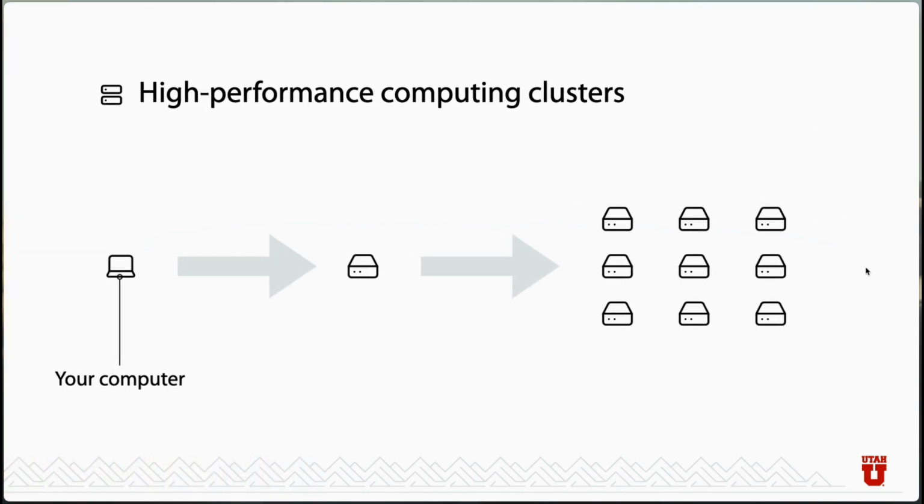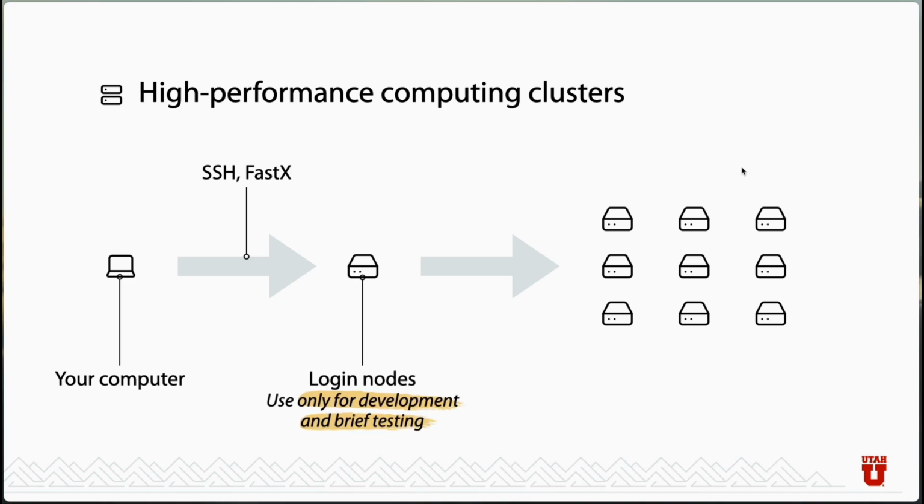So if we have a diagram of what this actually looks like, we'll consider your computer to be this laptop icon on the left here. You would use some software like SSH, which we saw in the previous videos, or FastX, which is another tool that you can use to connect to a login node. And this again is like the front door of the cluster. It's a small fraction of the computational resources, and it's a shared resource, so it's not where you actually want to run your jobs.